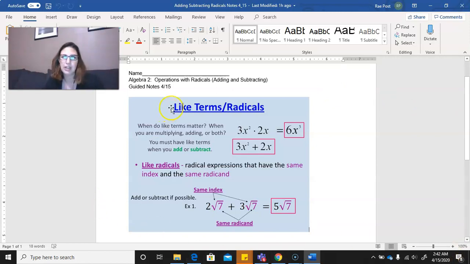All right, so real quick, a couple of reminders. We're going to talk about like radicals. You can only add and subtract radicals. We've been talking about multiplying them and dividing them. You can only add and subtract them if they're like terms, what we call like radicals. For example, just think old school, 3x squared times 2x. 3 times 2 is 6. And remember, when you're multiplying variables, you're adding the powers, right?